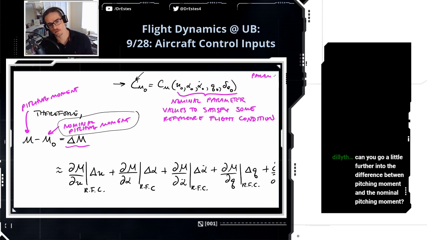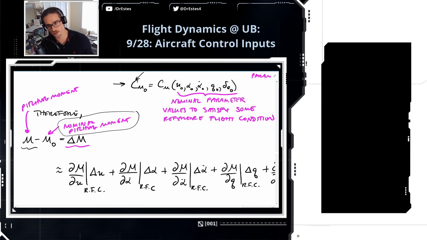Okay, so that's the nominal pitching moment to maintain that reference flight condition. I can look at perturbation dynamics about that condition. What that means is, what if we get hit by a little side gust of wind while we're coming in for the landing? Well then, we might get a little deviation in our pitching moment from this nominal condition.